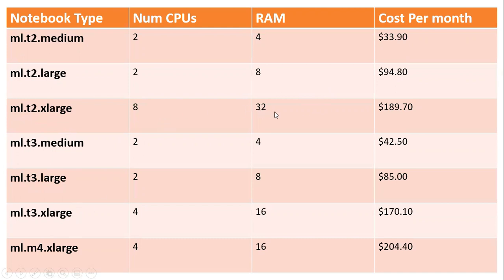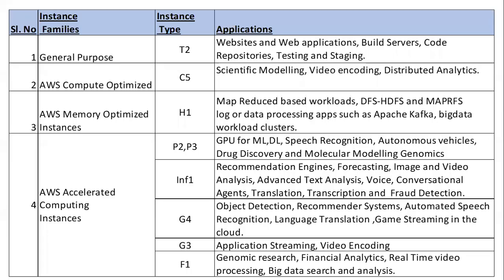The number of CPUs and the RAM would vary depending upon which notebook type you have selected. I've also listed the cost per month that you would incur when you choose any of these notebook types. Where exactly do I use these instance types? If you want to understand this in greater detail, let me make a move on to the next slide.